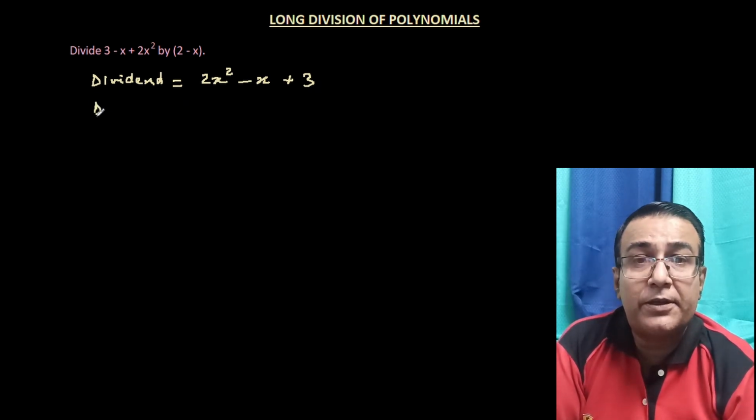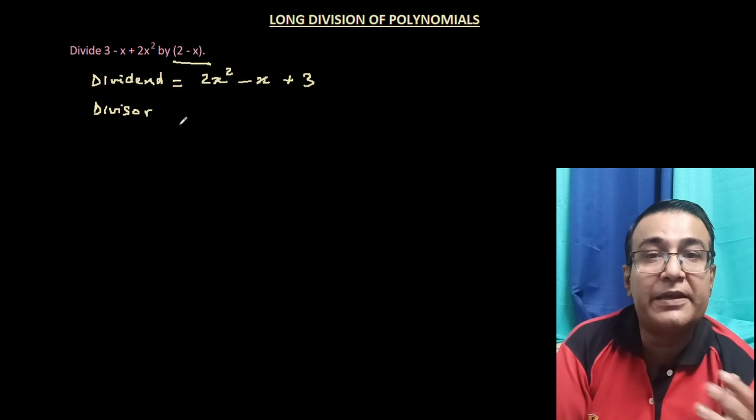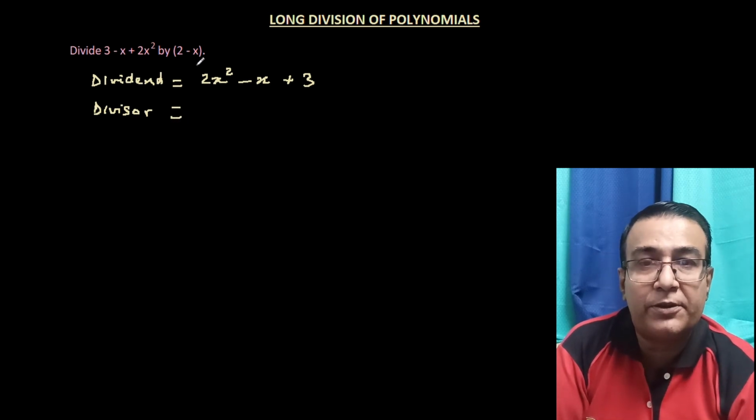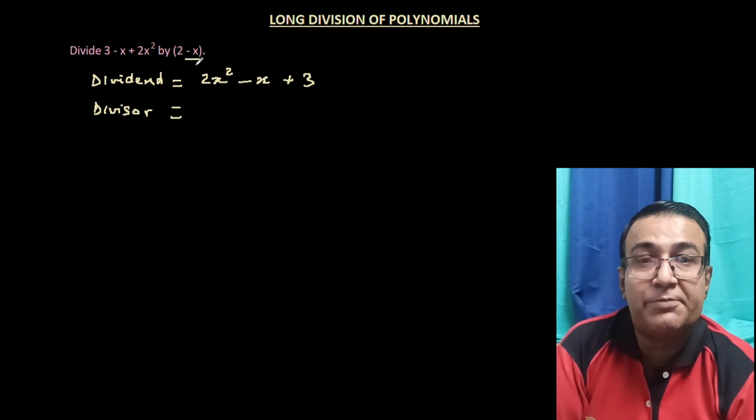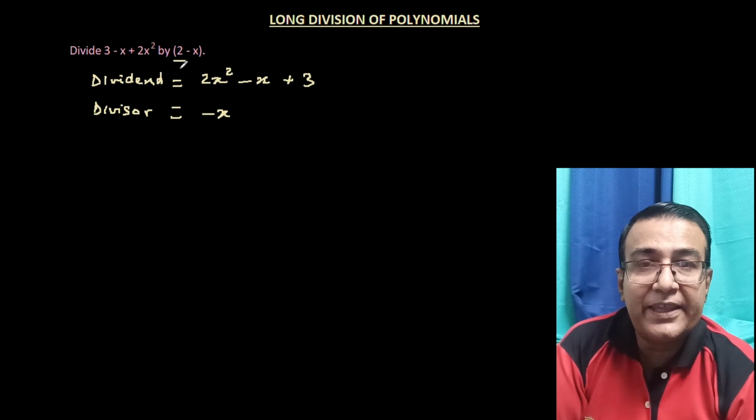Similarly, we can write the divisor also. The divisor, as you can see, is 2 minus x, but again it has to be written in decreasing order of the degree of the terms. So we'll write the x term first, and because it is preceded by a negative sign, we'll write minus x, and then the constant, and since there's no sign before that, that happens to be plus 2.